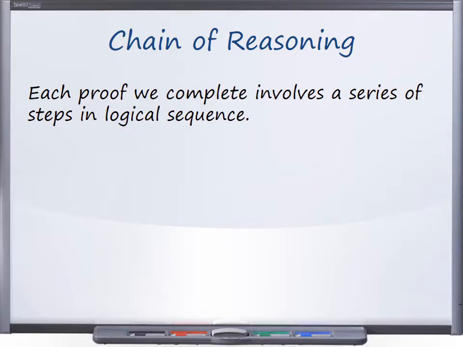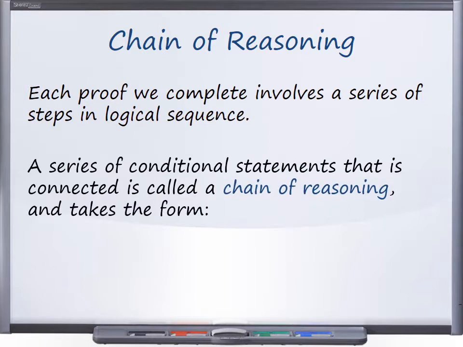Okay, so when the science of deduction involves a chain of reasoning, when we prove something in geometry, we're going to be using a series of logical steps. We can't get from one point to another if it doesn't make sense, and this involves what we call a chain of reasoning. So a series of conditional statements that's connected is called a chain of reasoning, and it takes this form. So if P implies Q and Q implies R, then P must imply R. You see that? And this could have more than three statements here.